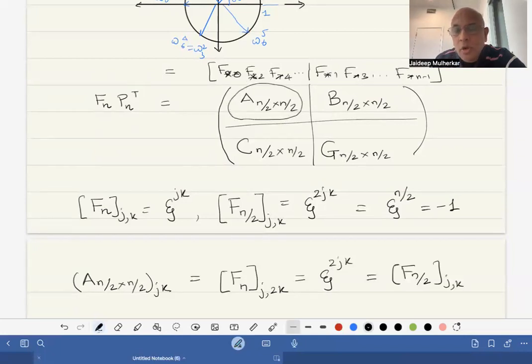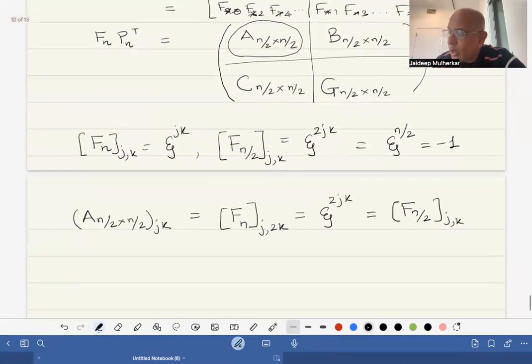After exchanging the columns, the entries of A n over 2 will be Fn of j comma 2k, because we have exchanged the columns and we have got all the even columns together. And since the square of the nth root of unity is equal to the n over 2th root of unity, we'll get this thing. Now let's look at B n over 2.